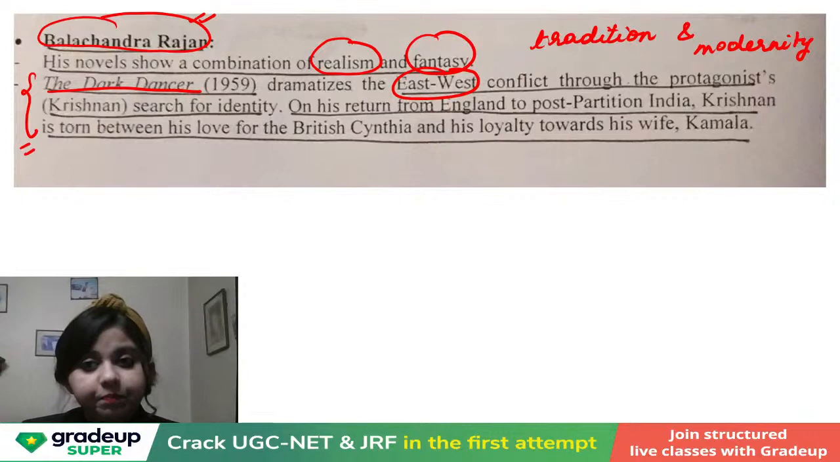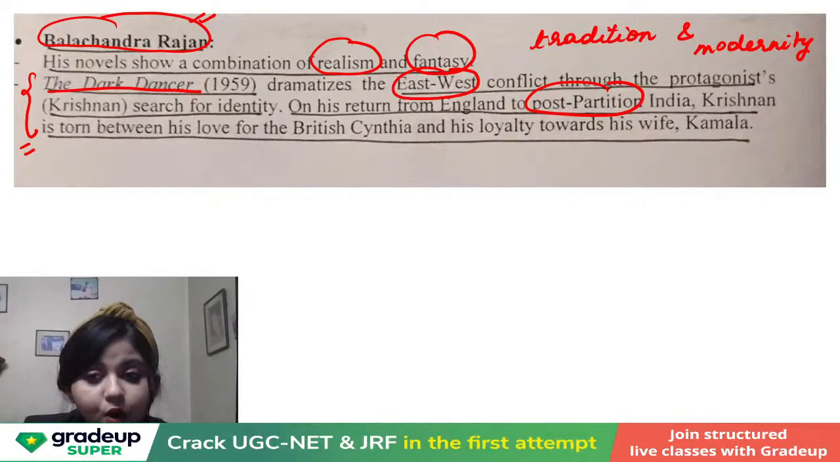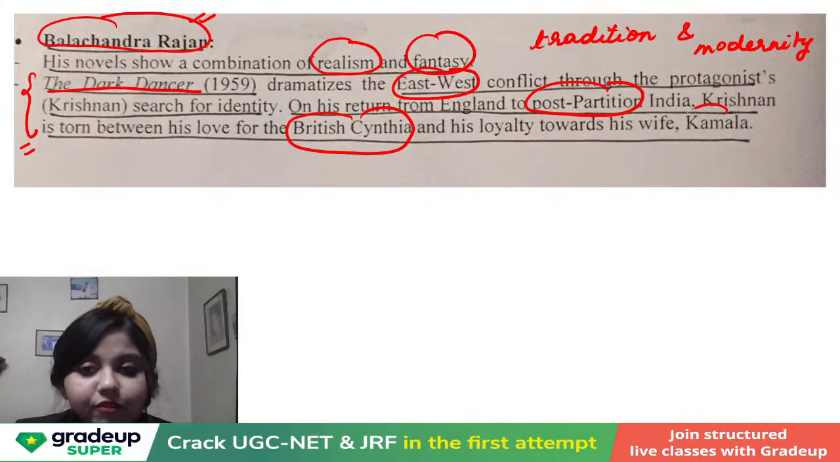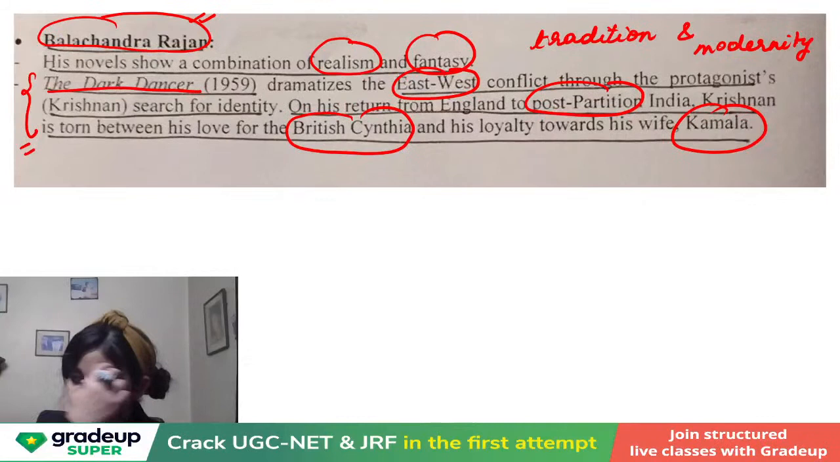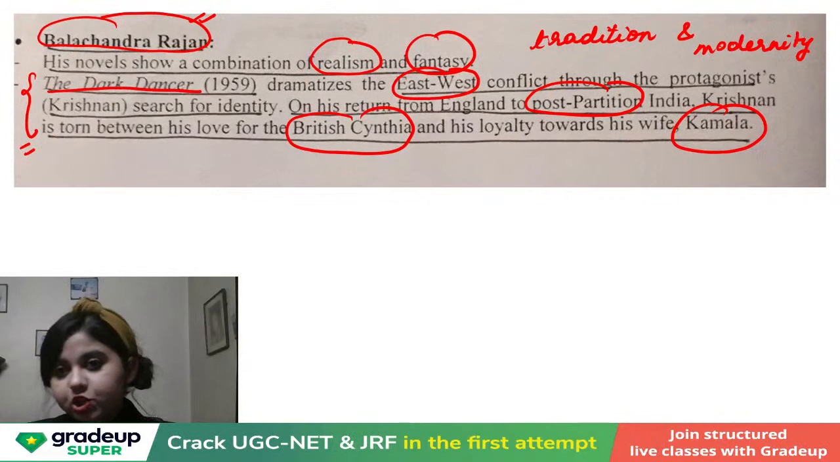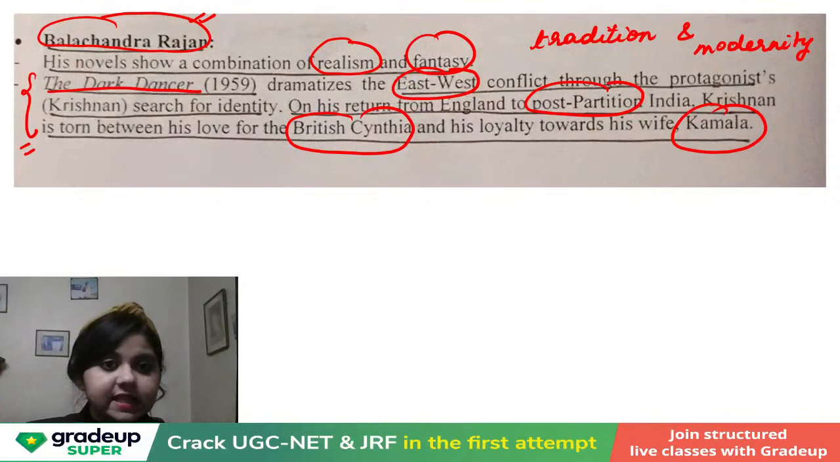Right, they are telling you that it is not that the post-partition world is everything happy and idyllic. The post-partition world also has challenges. How Krishnan is actually loving British Cynthia, but he has to have this loyalty towards his wife Kamala. So a lot of your pictures that were dealing with Pura Pashchim, etc., these kind of movies were trying to capture these themes properly. The entire fight between tradition and modernity, and of course in the pictures they would show tradition winning, but the actuality was that modernity was slowly and steadily coming up and trying to erode the values, the so-called traditions that were used.